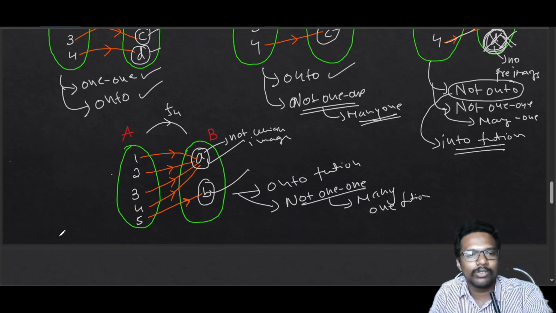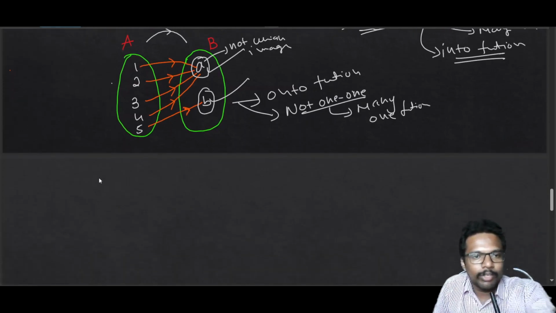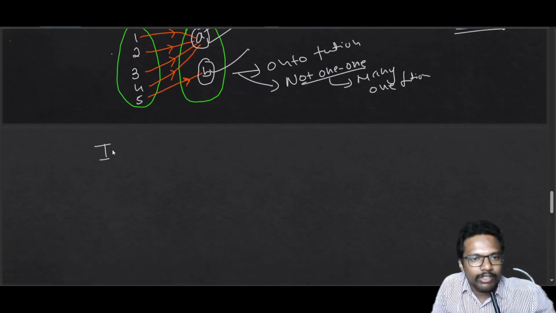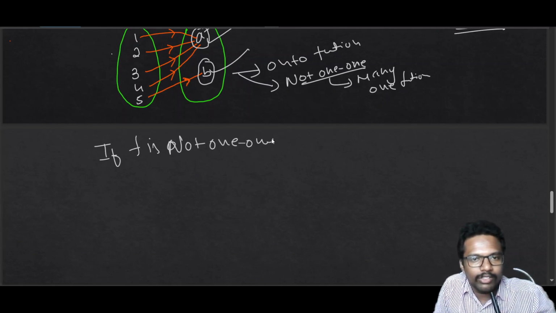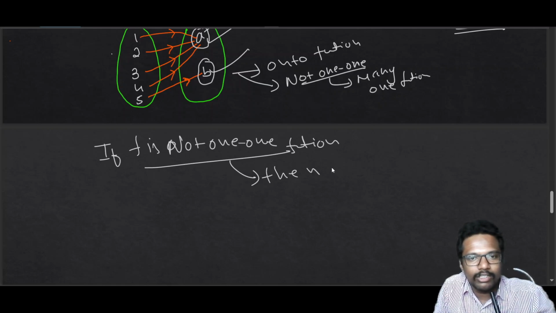I hope you understood this. You have to remember this: if f is not a 1-1 function, then f is a many-one function.